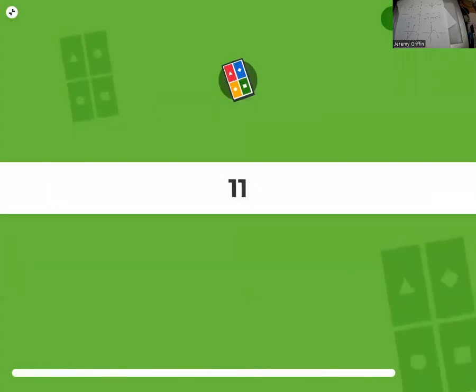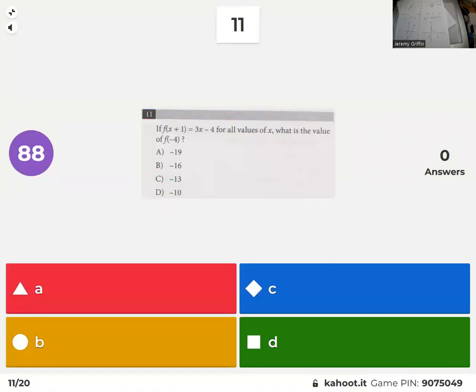Number 11. F of not x, but f of x plus 1 is 3x minus 4. What is the value of f of negative 4? And don't plug in negative 4 for x, because that's not what they're asking.